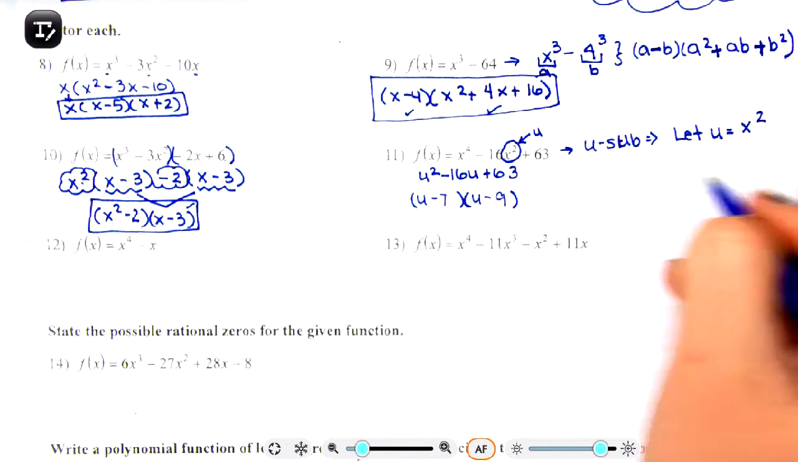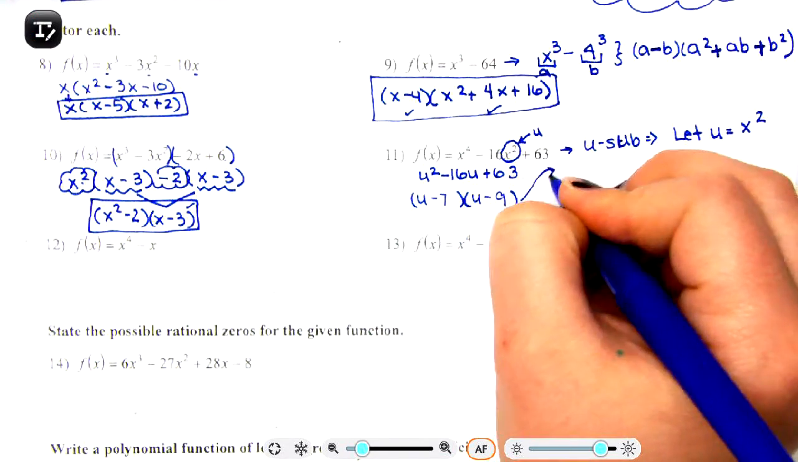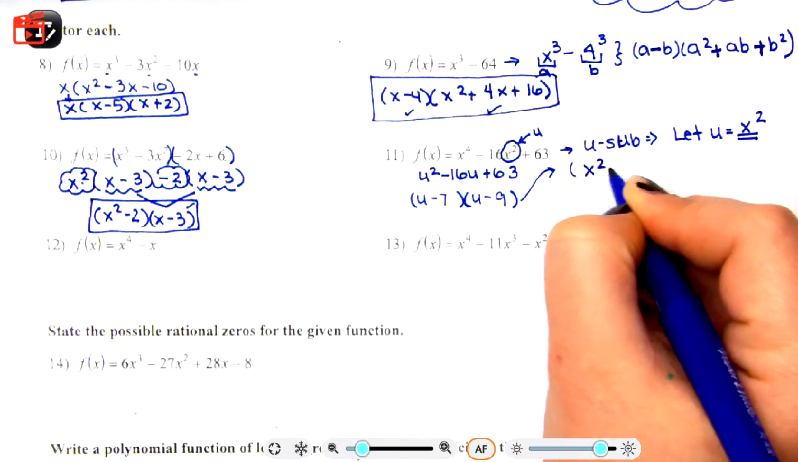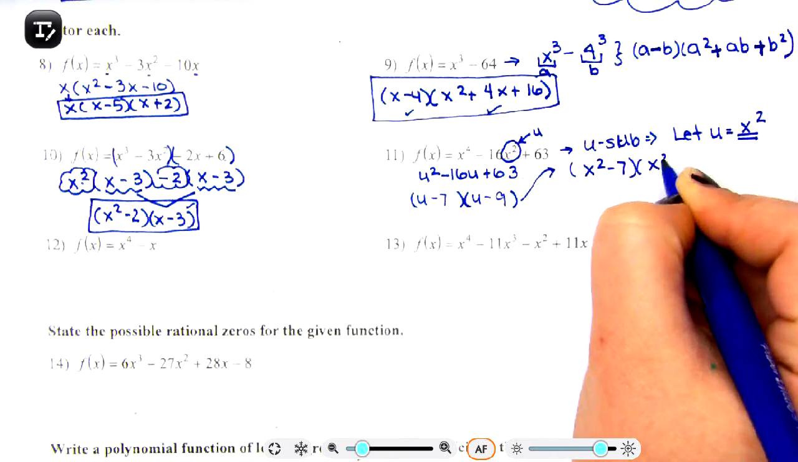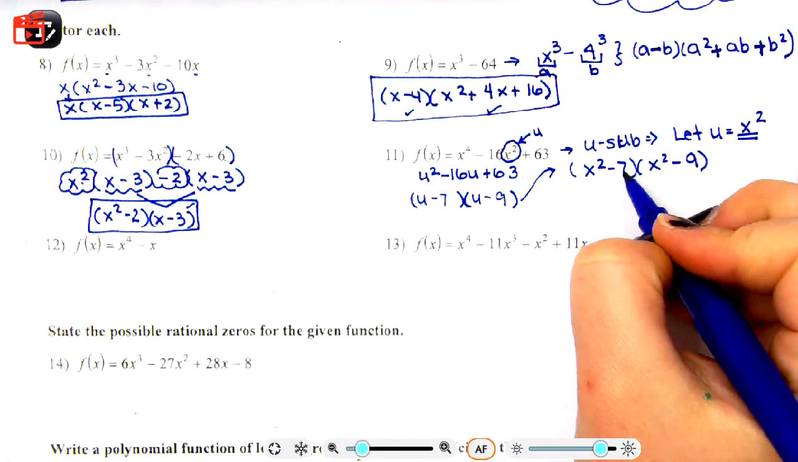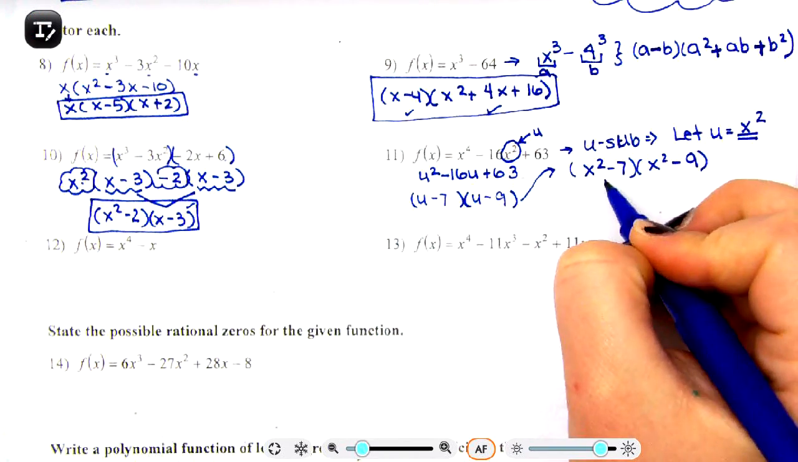Okay, you're not done. You're going to reintroduce your x squared here. You're going to re-plug in x squared. So x squared minus 7, x squared minus 9. 9, again, is one of those numbers that needs to jump out at you. 7 is not a perfect square, so we're done with this one.